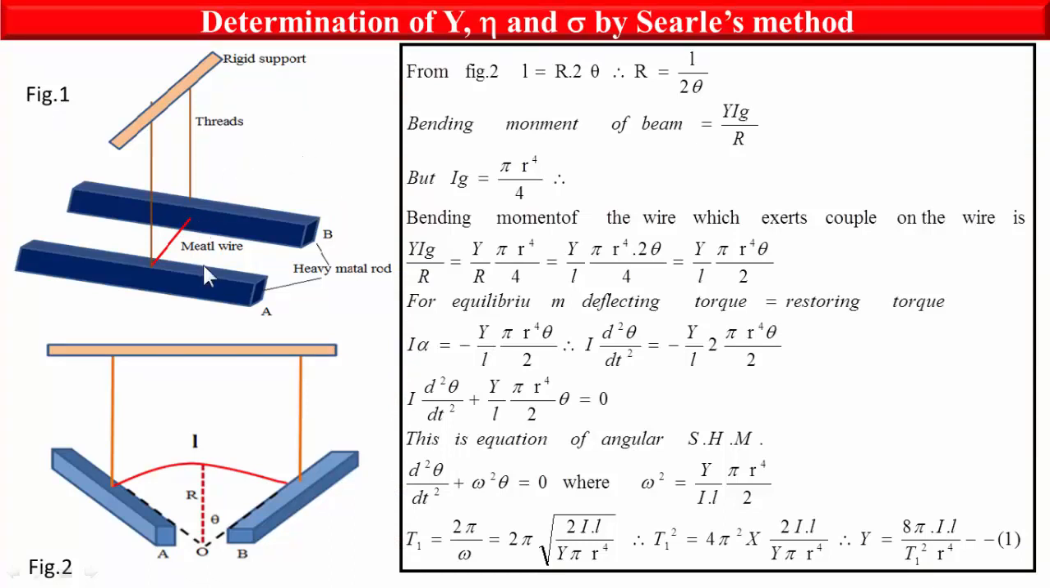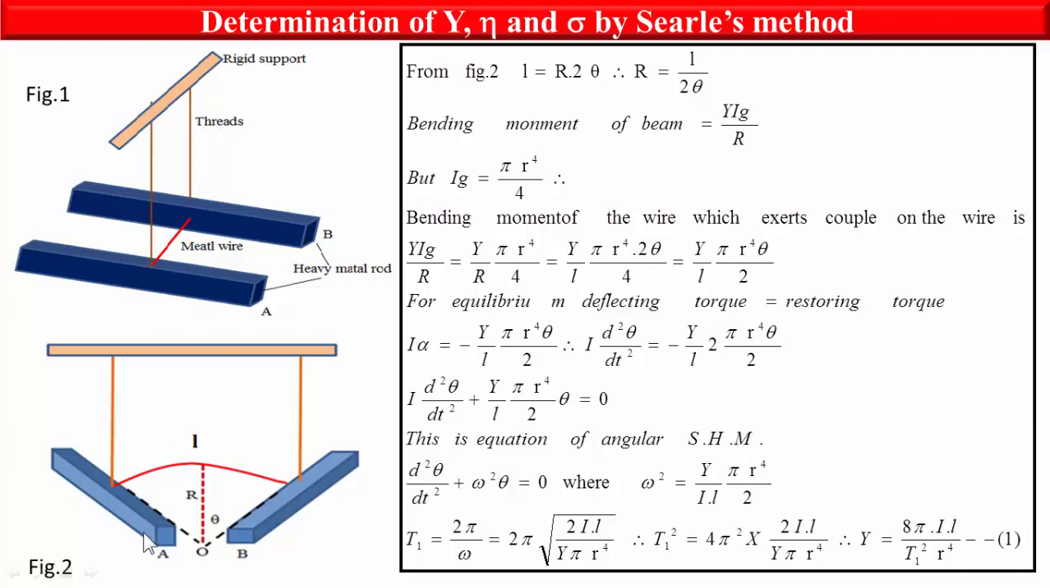The apparatus used to find the Young's modulus of the material of the wire is as shown in figure 1, which consists of two heavy metal rods A and B. The wire whose elastic constants are to be determined is fastened between two metal rods at the center, and these two metal rods are suspended to rigid supports by means of two equal threads. Now, how to perform the experiment?